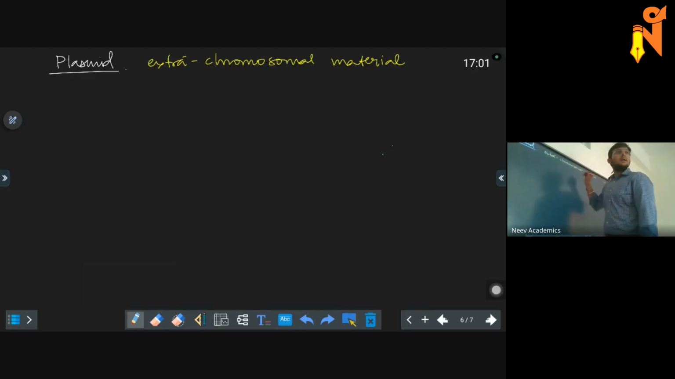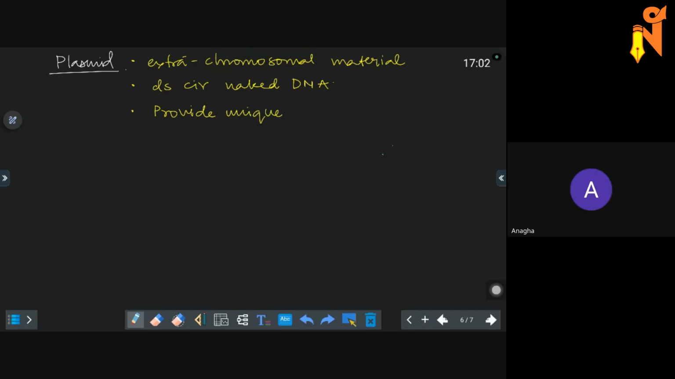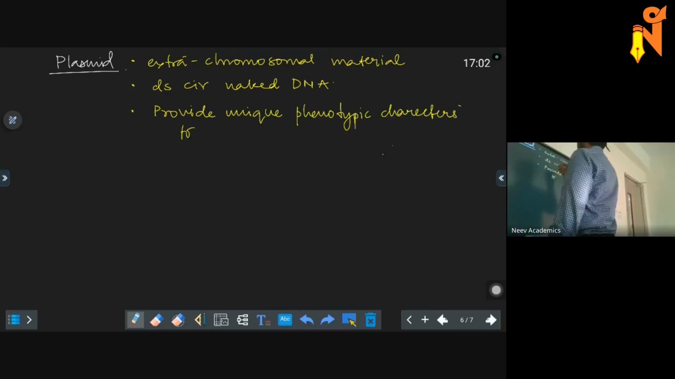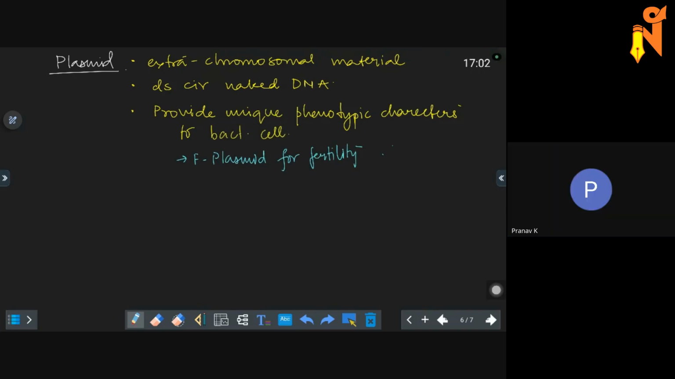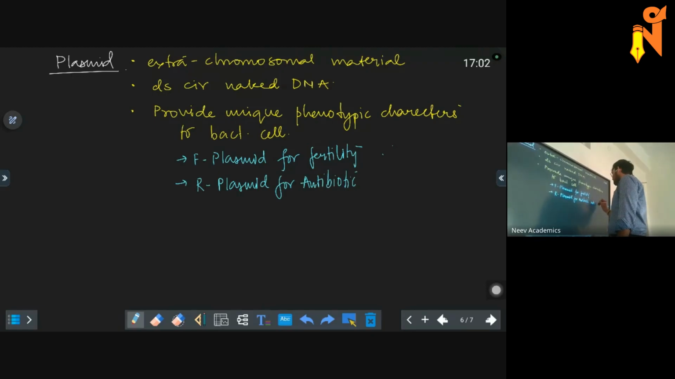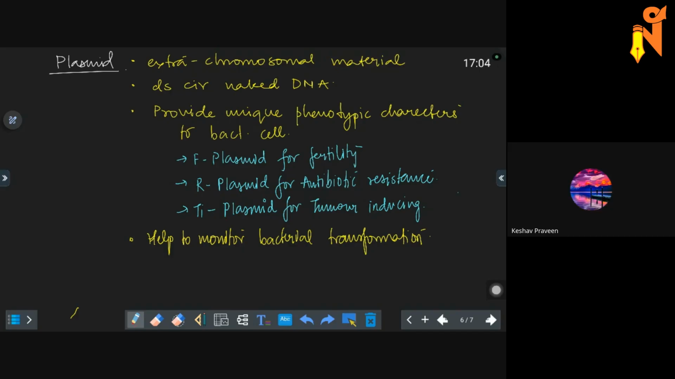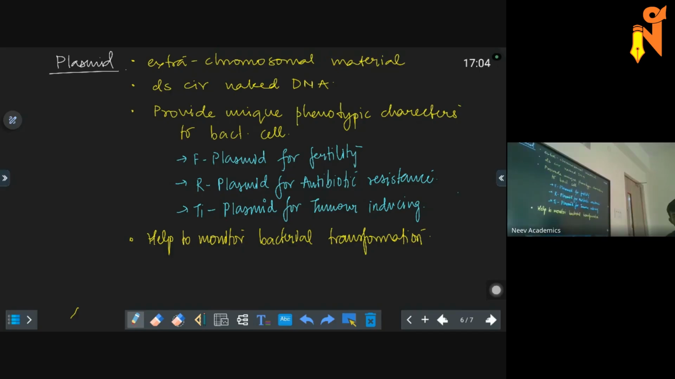You asked me something. So what did you write in the second one? Double-stranded circular naked DNA. So naked refers to the fact that it does not have histone protein, right? Yes. Wherever you see naked, it is related to histone protein only. You will never see naked with respect to a eukaryotic cell. So the TI plasmid is for tumor inducing, right? Yes. Done, everyone?